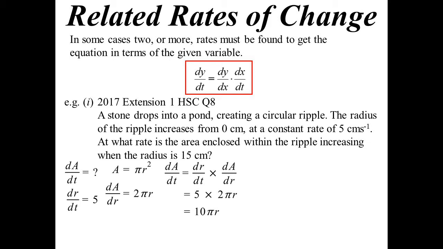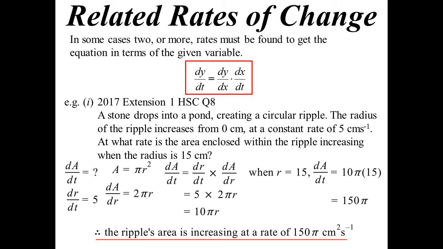Now we want to know when that radius is, where is it? It's there somewhere. There it is, 15 centimetres. Sub it in, we get 150 pi. And so to finish off, we answer the question. So the ripple's area is increasing at a rate of 150 pi, and that would be centimetres squared per second.